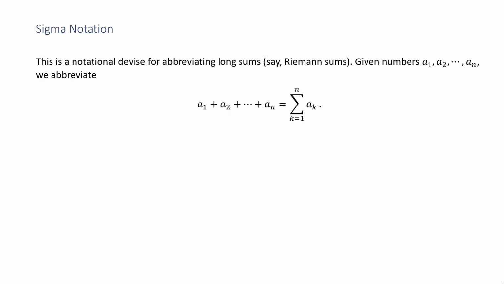Sigma notation. This is a notational device for abbreviating long sums, like Riemann sums. Given numbers a sub 1, a sub 2, to a sub n, we can abbreviate that sum as the summation k equals 1 to n of a sub k. Please make sure you take the time to review all of the notes provided for you on the sigma notation.